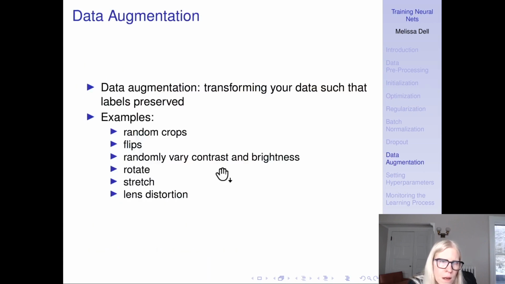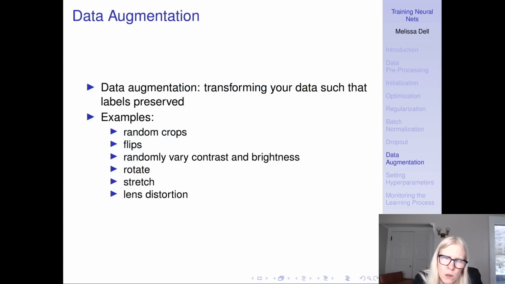Okay. A final thing to mention in terms of normalization is data augmentation. When we say data augmentation, we mean you transform your data such that the labels are preserved. Examples include random crops, flips, randomly varying contrast and brightness, rotation, stretching, and lens distortion. We see data augmentation used, I think, a lot more in vision examples than in NLP, where there are these very nice distortions that you can apply to images.